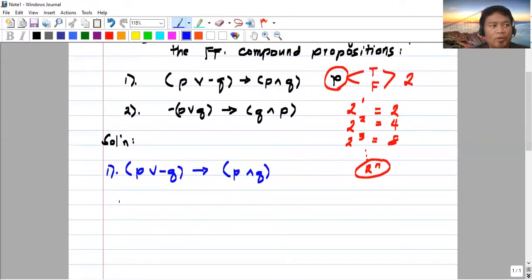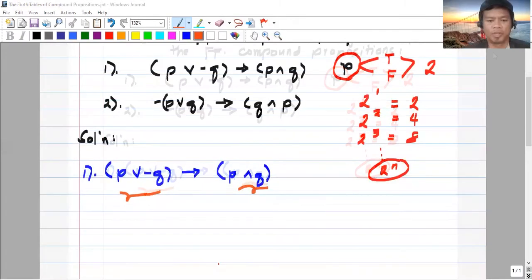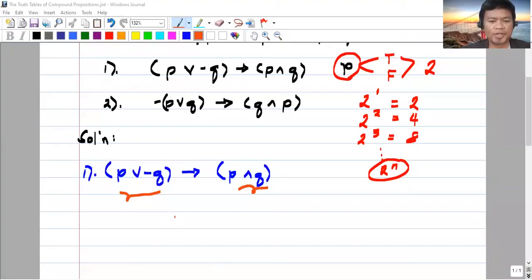Okay, so let us look into the details of the compound proposition. Now, we have our P and the negation of Q. In the first expression, P or not Q. And then the other one is P and Q, our second expression. Since there are two variables here, we expect 4 rows to be included in the truth table of this compound proposition.